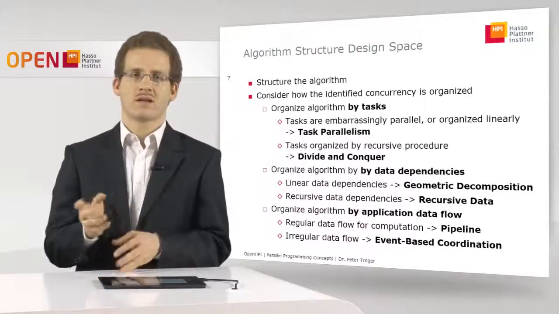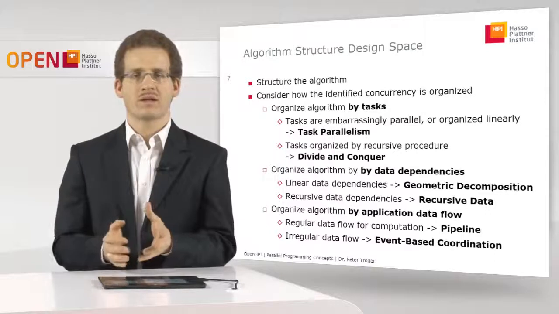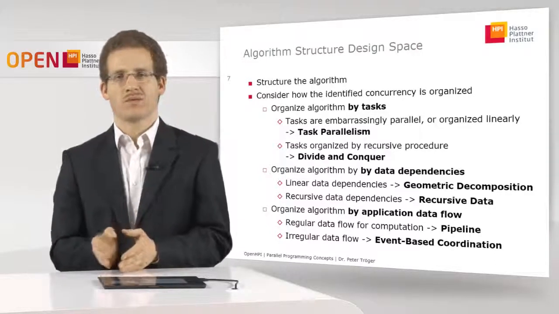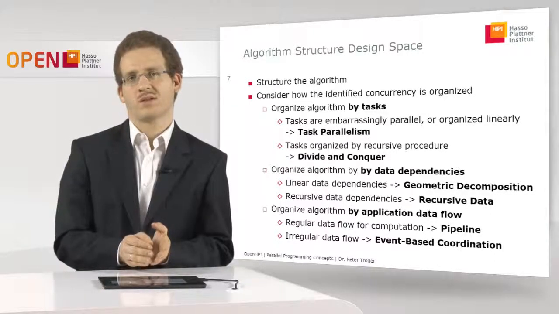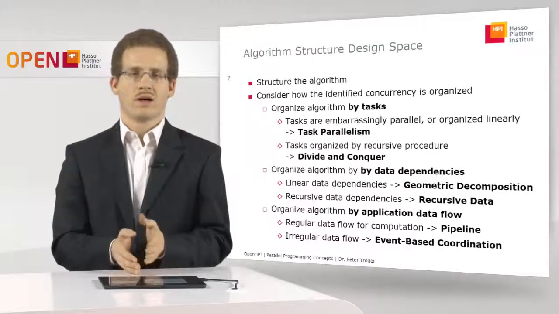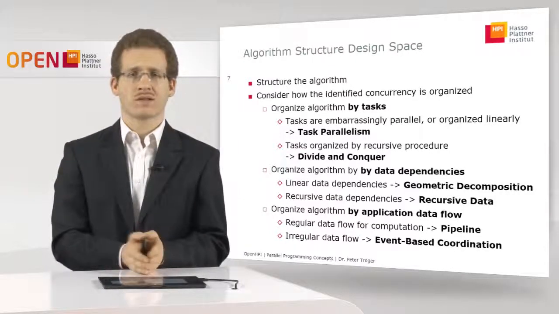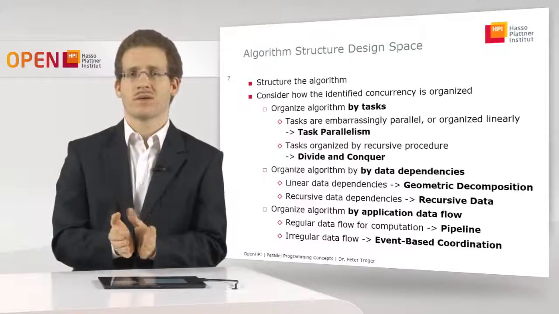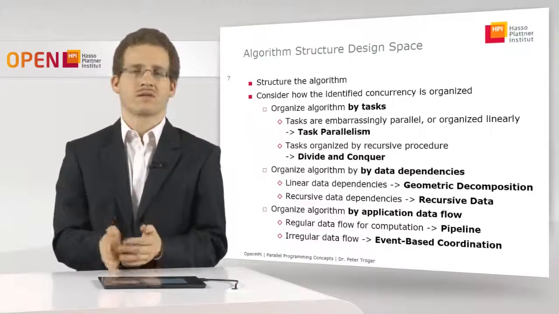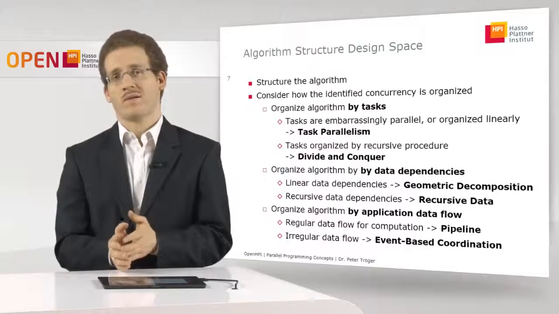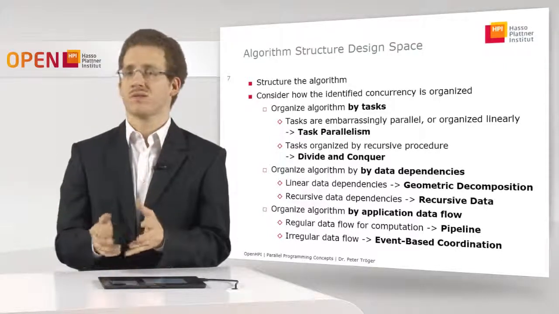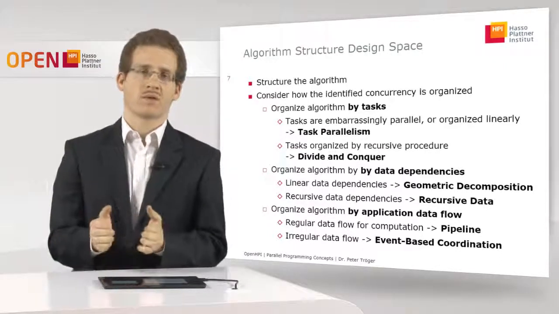And you see on the slide that there are different design patterns that can be derived from the choice of a particular algorithm organization. For example, if you think that your concurrent activities are a good guide in order to structure your parallel algorithm, then this naturally sounds like task parallelism. Or if you have the same thing but in a recursive processing fashion, then divide and conquer may be a good idea.